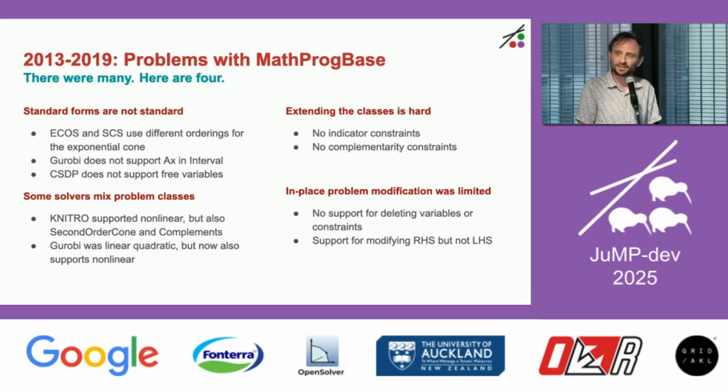Mixing problem classes is not a problem at all, because Knitro can say, yep, I know how to support scalar nonlinear, I know how to support second-order cone. Gurobi can say, yeah, I know how to support linear and quadratic and nonlinear. HiGHS can say, yes, I know how to support linear problems, and I can support quadratic objectives, but I don't know how to support quadratic constraints.